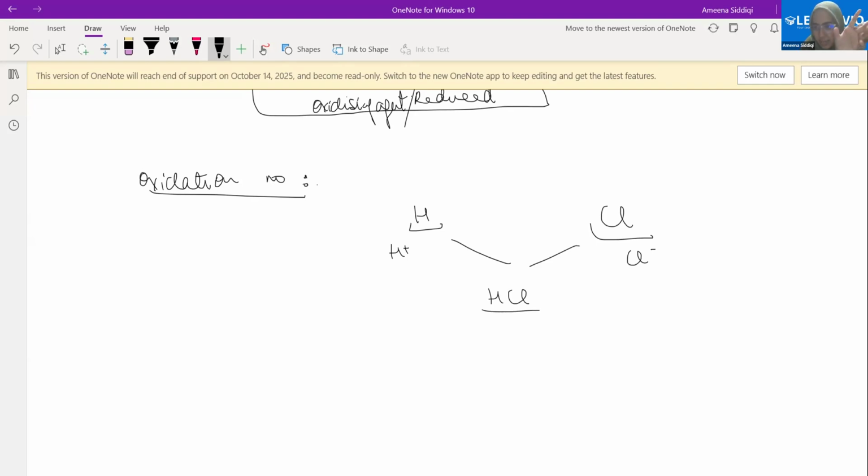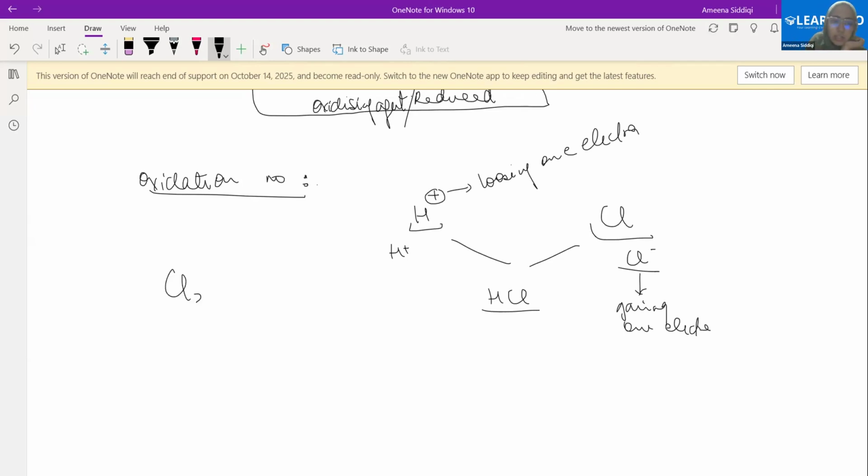Now, when HCl is being formed, what is happening? H plus, that is hydrogen, was gaining a charge of plus 1. Therefore, it was losing one electron. Clear? Cl was gaining a charge of minus 1. Therefore, it was gaining one electron. Clear? Fine.